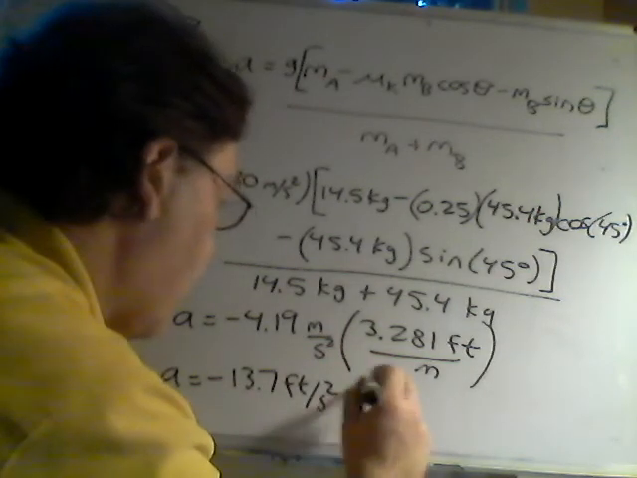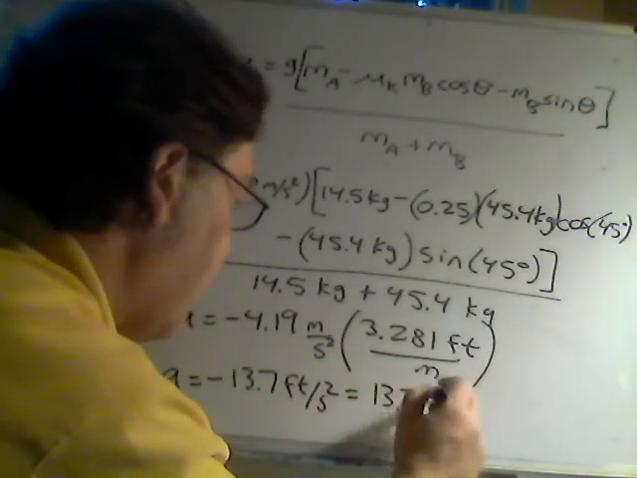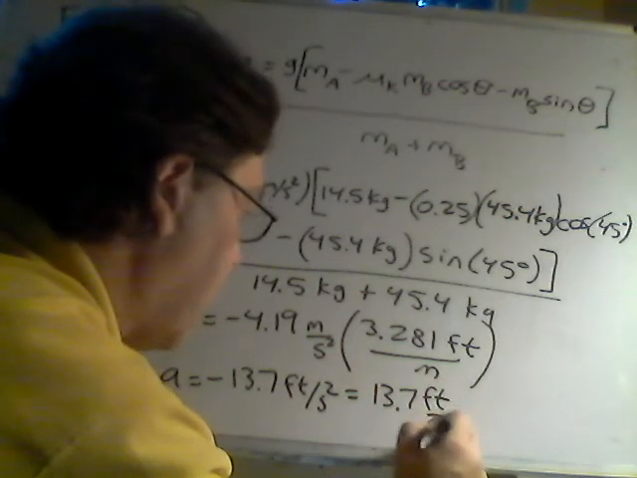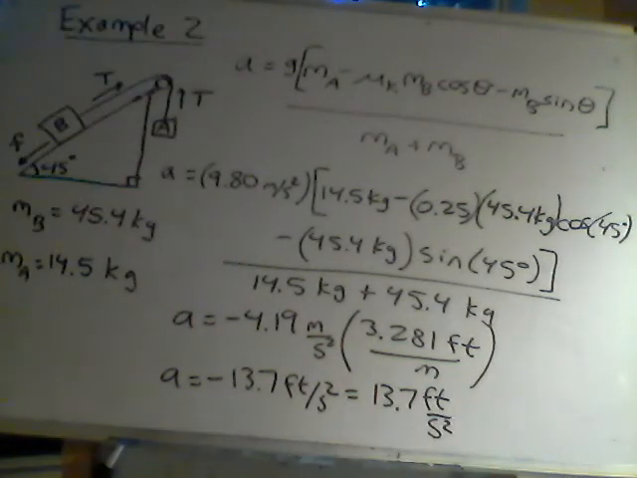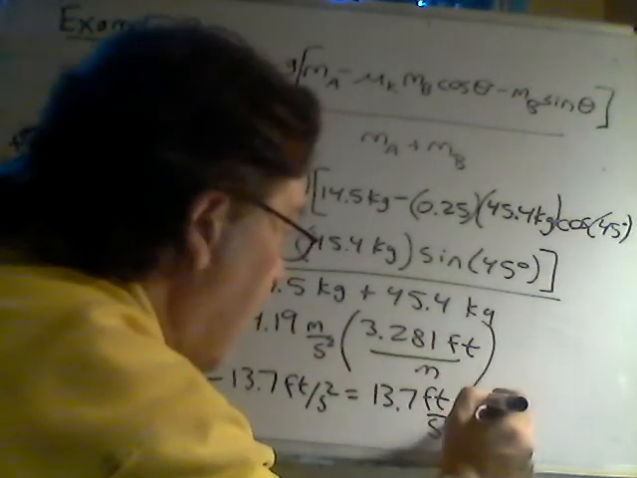Or 13.7 feet per second squared. Now let's think about this for a moment. I initially assumed that B was going up the incline. Remember in my analysis? Well, this negative sign says that I'm wrong. It means I got that wrong and that really B is actually down the incline. So given that I got this negative, my assumption of up the incline was actually wrong. It's actually down the incline.